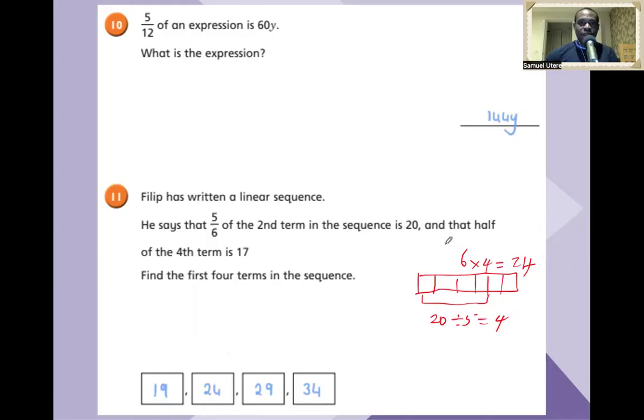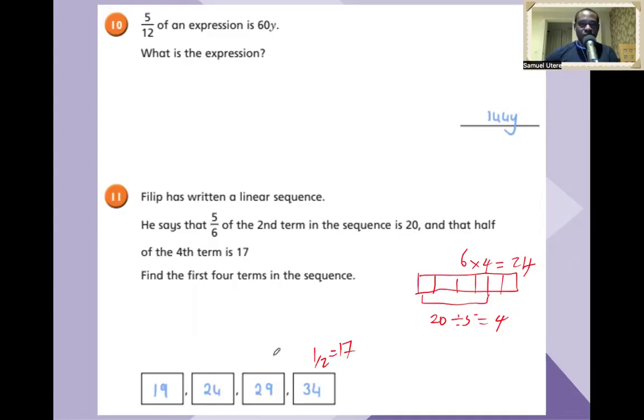Then he says half of the fourth term is 17. It's a linear sequence, which means it's changing by the same amount every time. Next, we're told to find the first 4 terms in the sequence. We know that half of the fourth term is 17, so this has to be 34, because if half of this is 17, then that has to be 34.